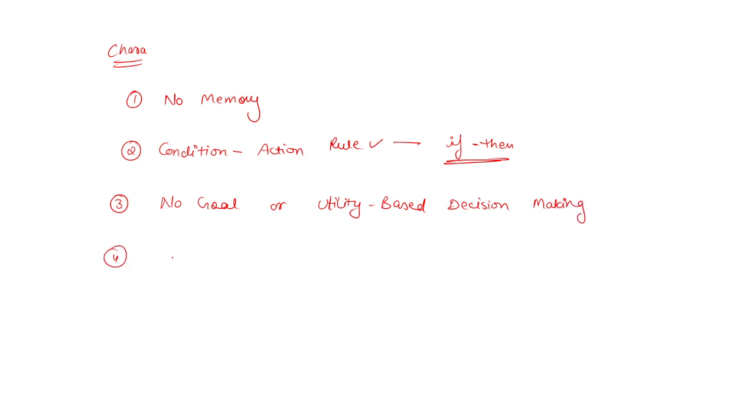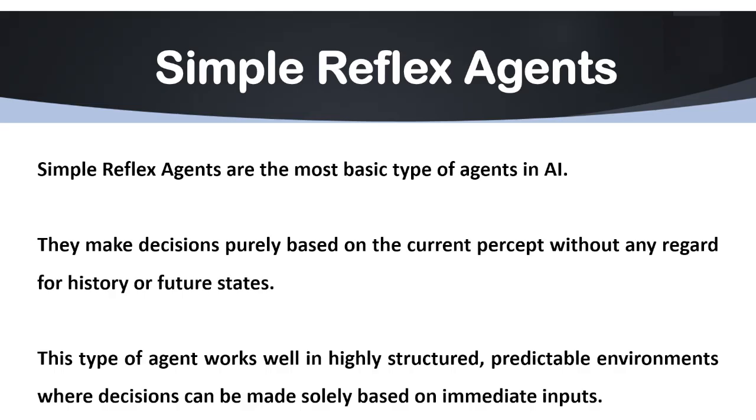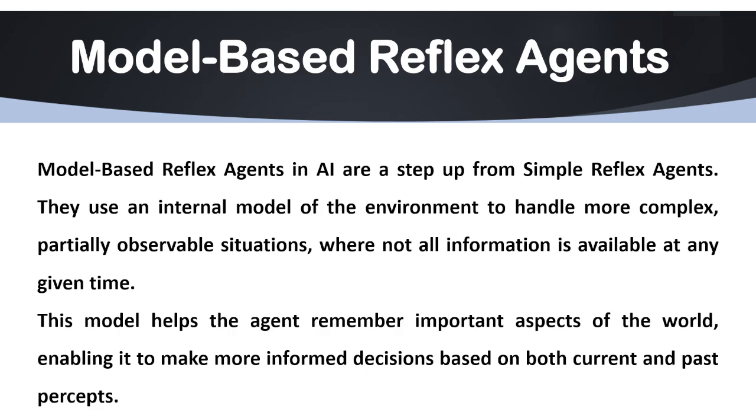Fourth characteristic can be fast decision making. It can make decisions very quickly, but based on only the current data. Okay, because it does not have any memory, so past data को ये use ही नहीं कर सकता. So fast decision making can be done only with the present scenario, present data only, right? So this is all about simple reflex agents.